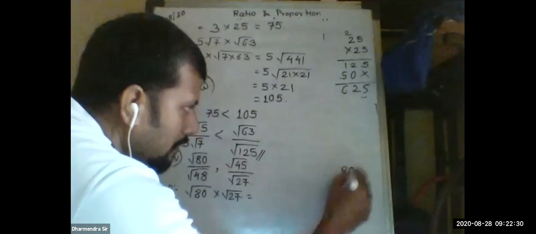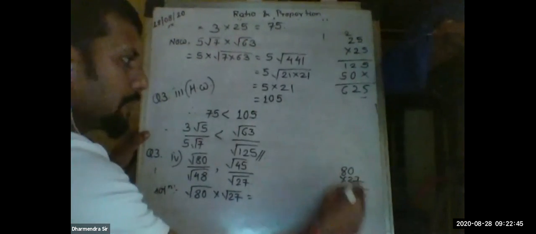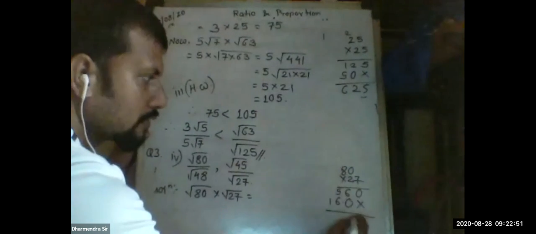So just do your multiplication. What is the answer? 80 into 27. 7 zeros are 0. 7 eights are 56. Again 0. So 2 zeros are 0, and 2 eights are 16. So 0, 6, 11, 2. The answer is 2160. This is root of 2160. And I don't think it has any perfect square root, so better keep it as it is.